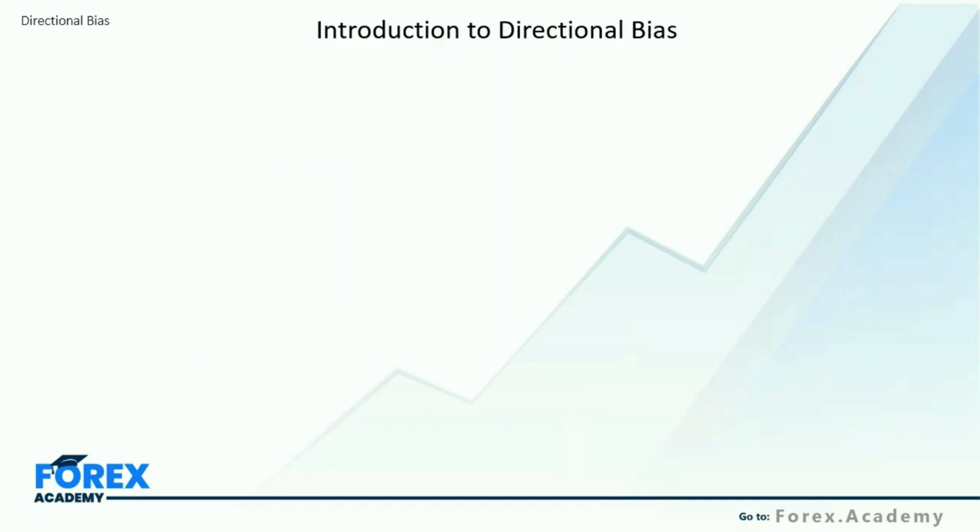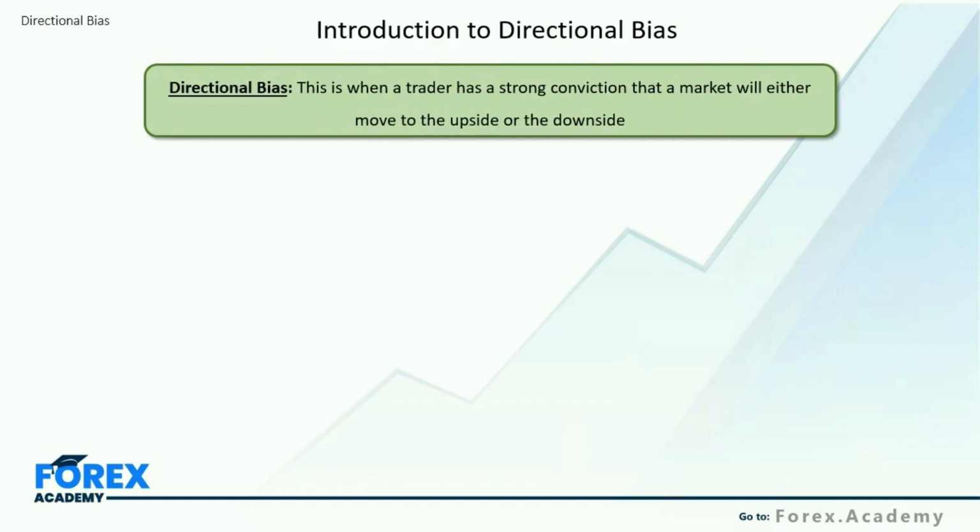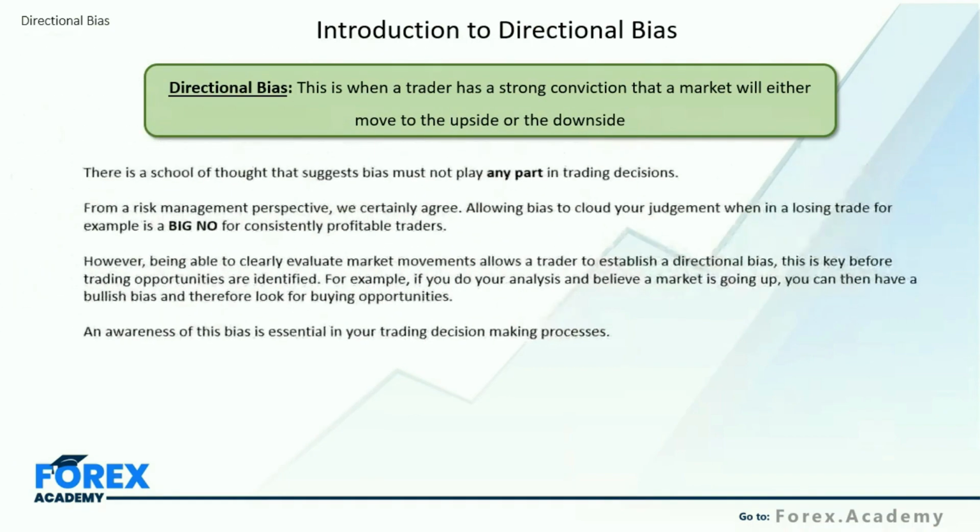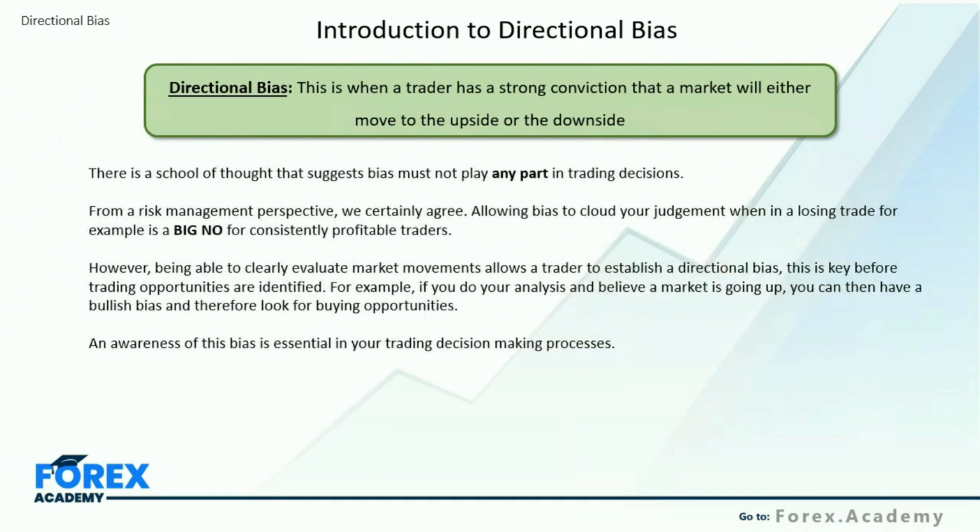Okay, so let's start, as we always do, with our introduction to directional bias. And we'll start by a brief definition from a trading perspective. A directional bias is when a trader has a really strong conviction that a market will either move to the upside or to the downside. So it's just predetermining that as a potential outcome.